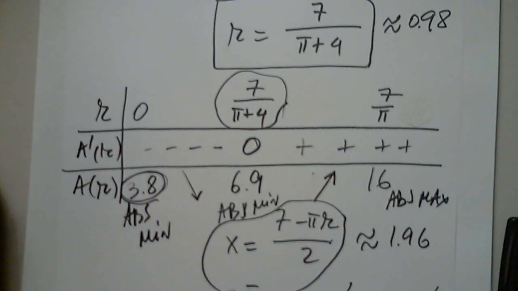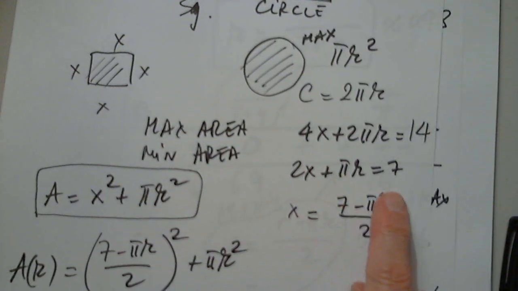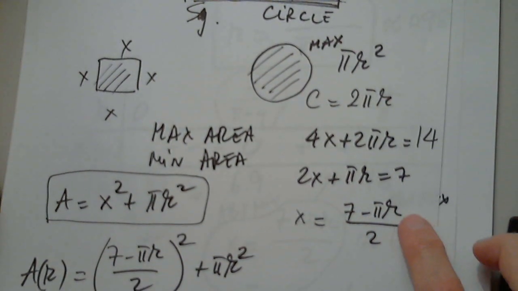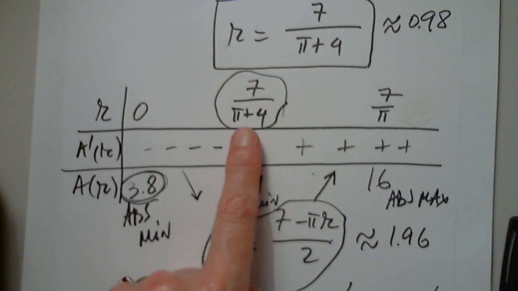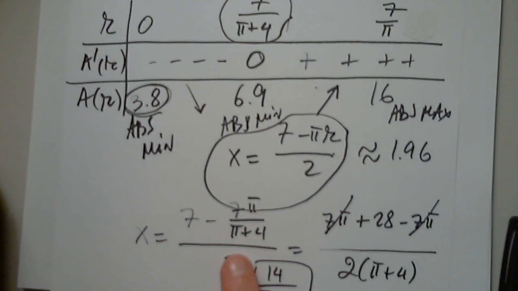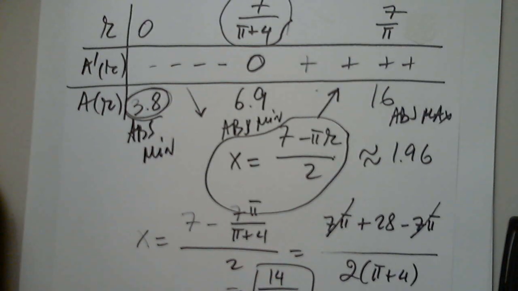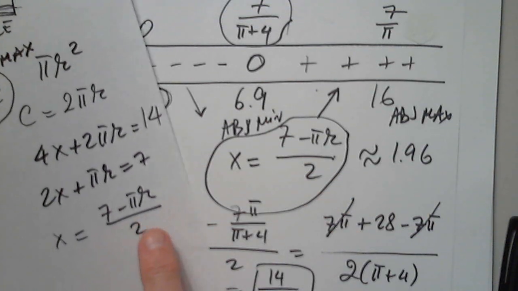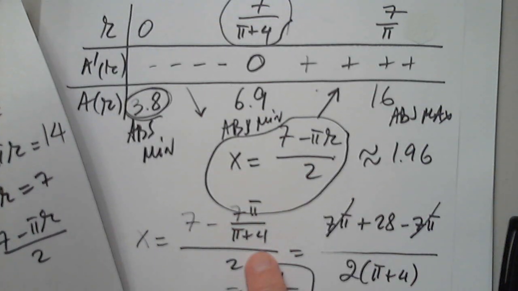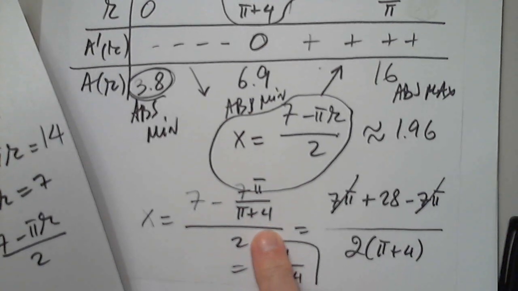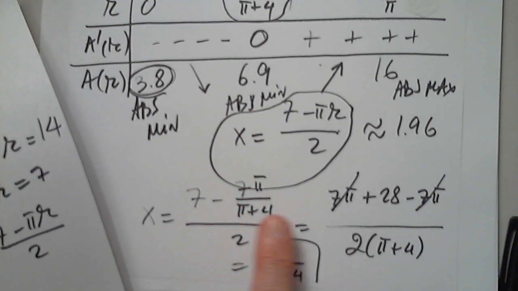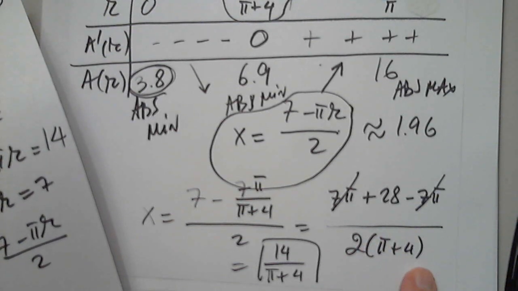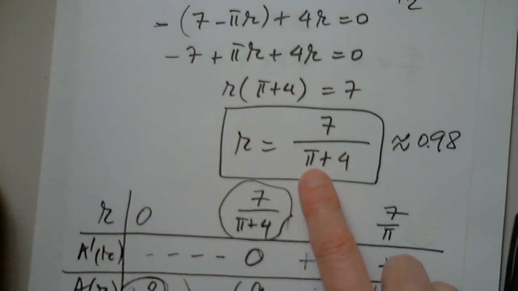Well, R, so X was 7 minus pi R over 2. So I have to replace R by what I found. So R is 7 over pi plus 4. So I multiply it by pi. So 7 pi plus 28 minus 7 pi. And I have 14 over pi plus 4. They didn't like this, so I have to go back and check my R.